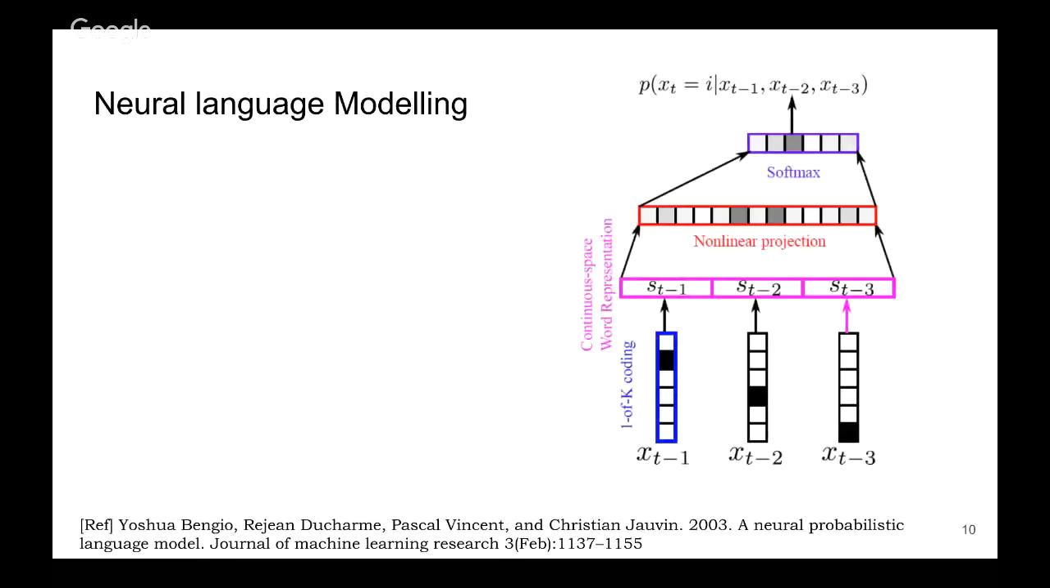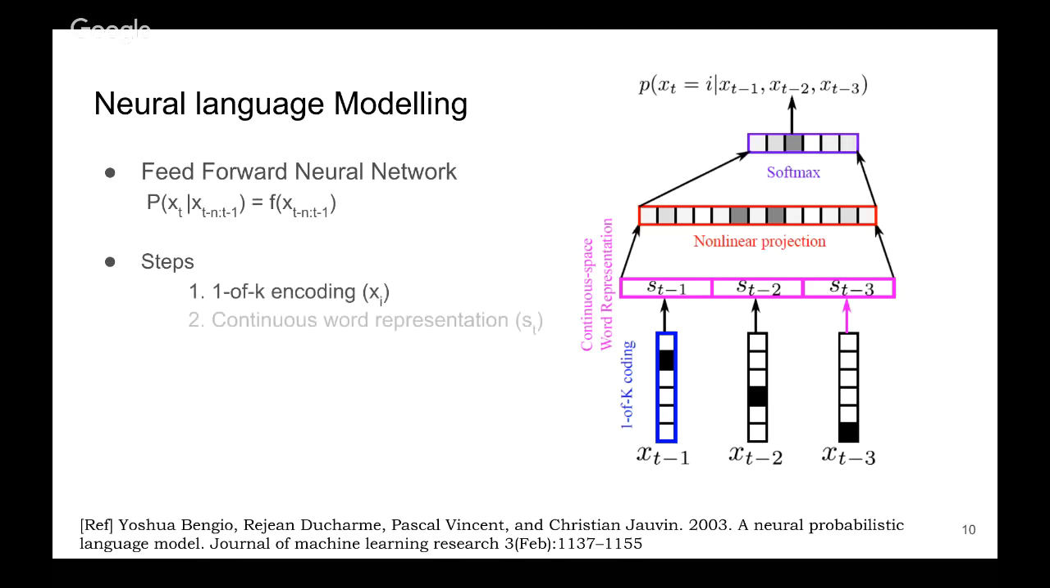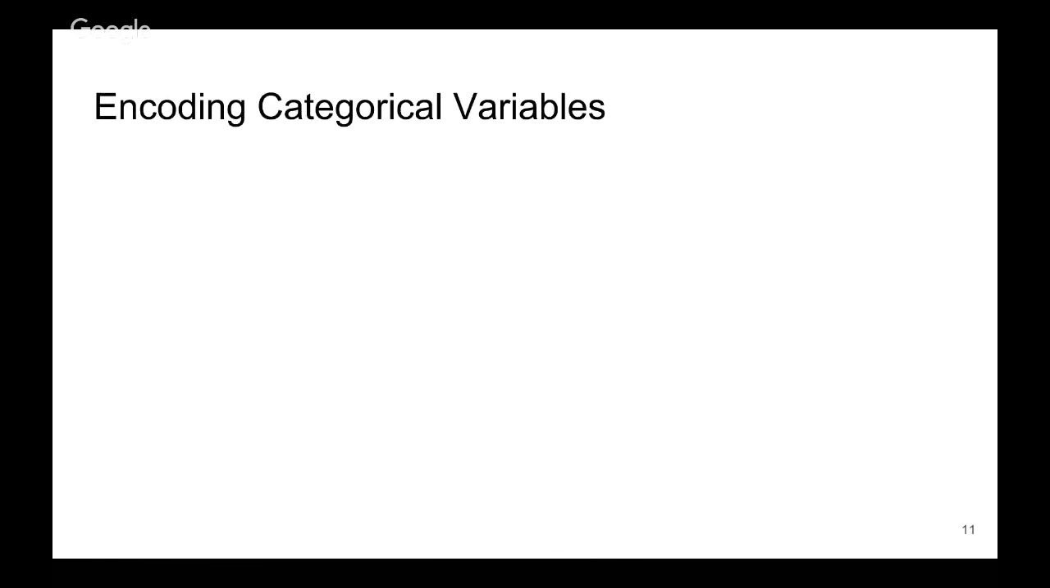Okay, so we can skip this. More about the architecture of this neural language modeling. Actually, nowadays we always use RNN. So this is prior to RNN. So let's skip this.